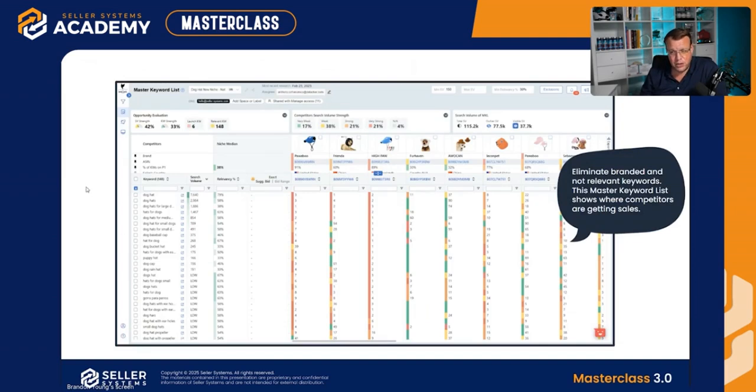So this is what a master keyword list looks like. And you'll see here, in this dog hat comparison, we've got a lot of different types. We've got dog bucket hats, hats for dogs with ear holes, puppy hats, dog caps, dog rain hats, dog hats, hats for small dogs, right? And the search volume is shown here, the relevancy is here, and you've got different relevancy numbers. And then you've got the organic ranks of these sellers here.